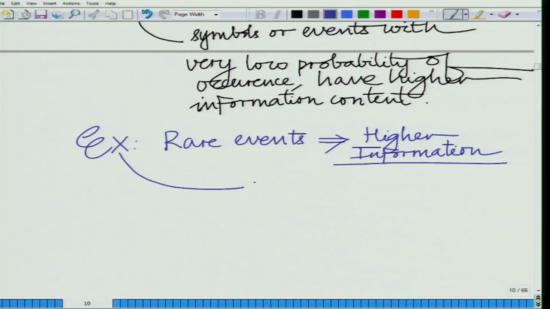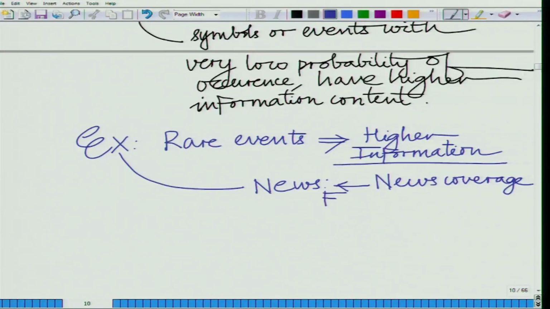Think about, for example, news. The news coverage is focused on such rare events. For instance, if an event occurs on a daily basis, such as a local happening, things such as that are not covered in the news, because typically we know intuitively that they do not constitute much information.